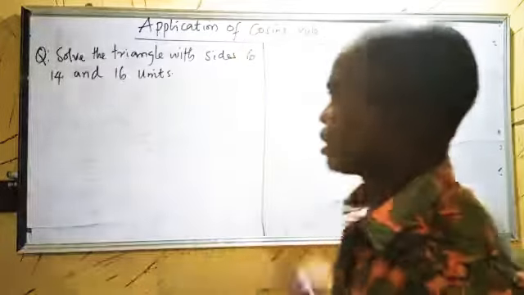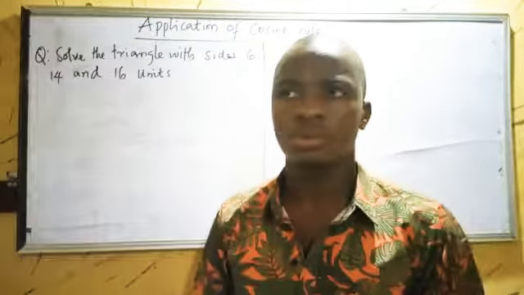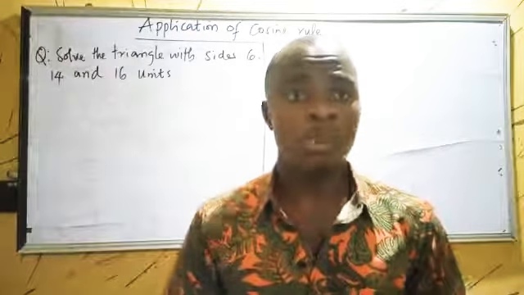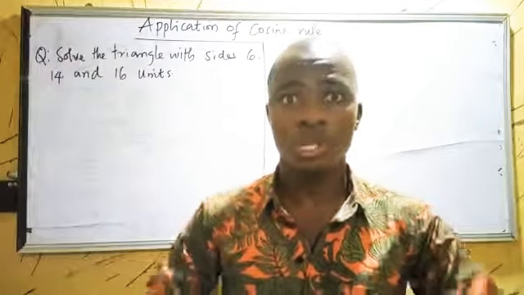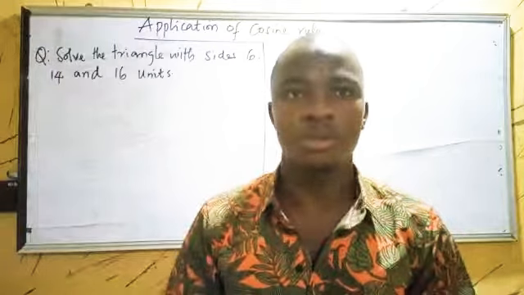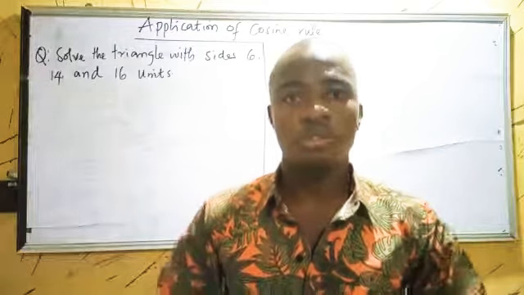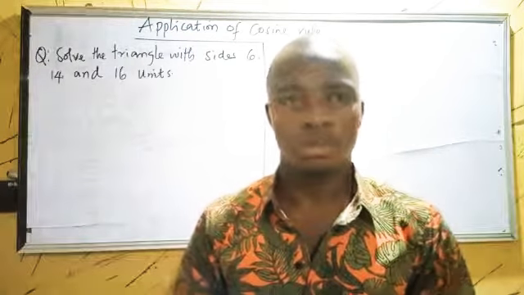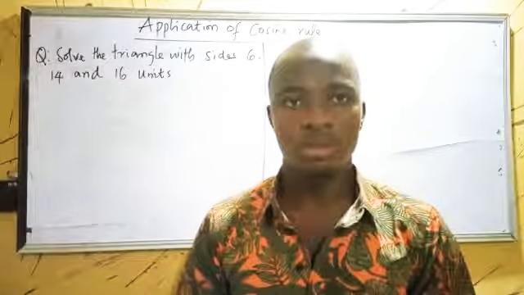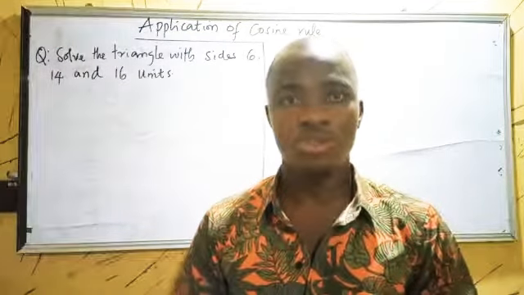Today we are going to be looking at application of cosine rule. So we've been hearing cosine rule, cosine rule. Now, what is the nature of cosine rule? When do we apply cosine rule, and on which particular plane shape, or on which particular problem do we apply cosine rule? Cosine rule is used to solve triangles, be it an isosceles triangle or a scalene triangle. So we use cosine rule to solve triangles.